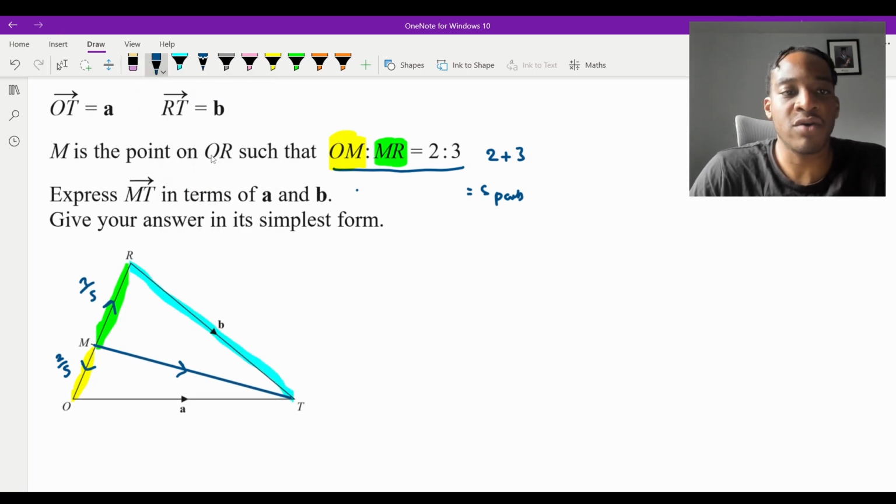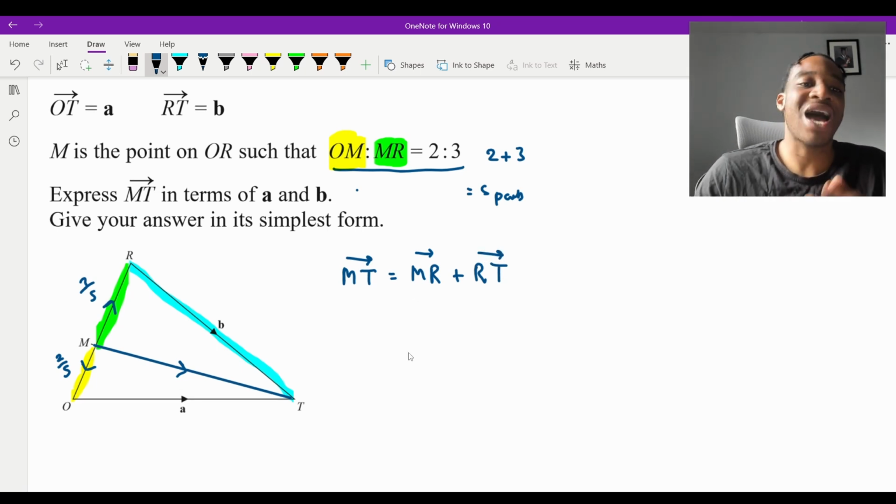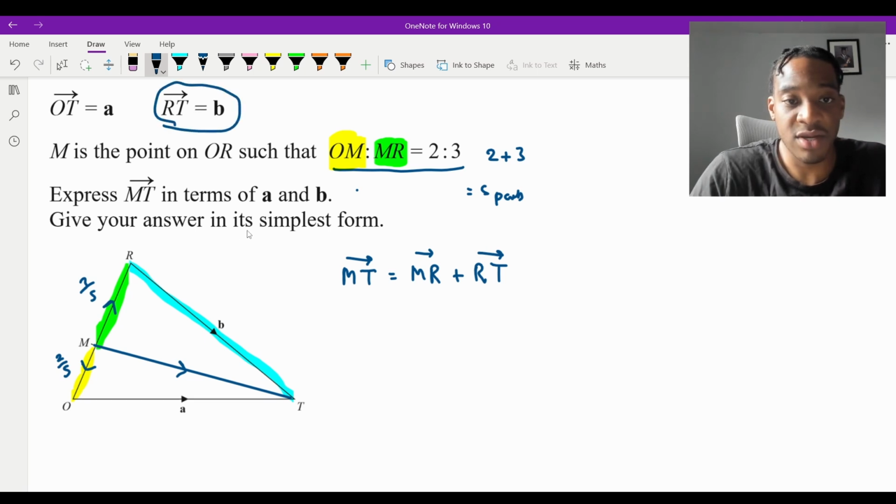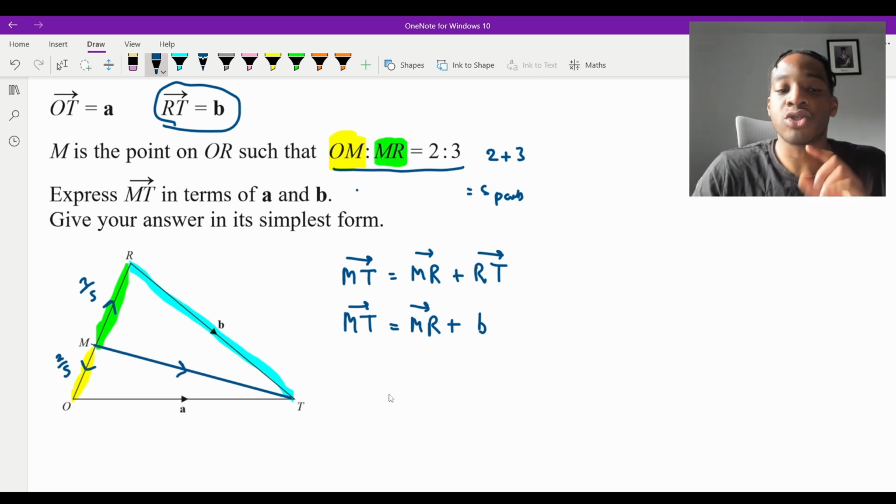So our answer, remember, M to T is what we're looking for. From the picture, we can see that M to T is just equal to M to R plus R to T. So it's our job to figure out what these 2 vectors are, add them together in terms of A and B, and that will be our answer. Firstly, R to T is given to us. It's B. So I can say M to T is equal to M to R plus B. And this is our answer so far.